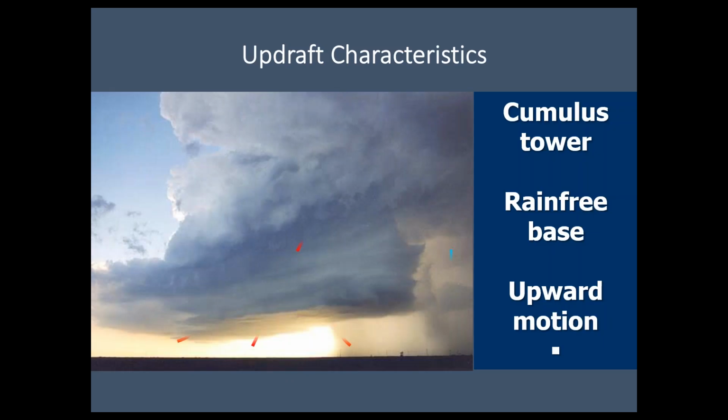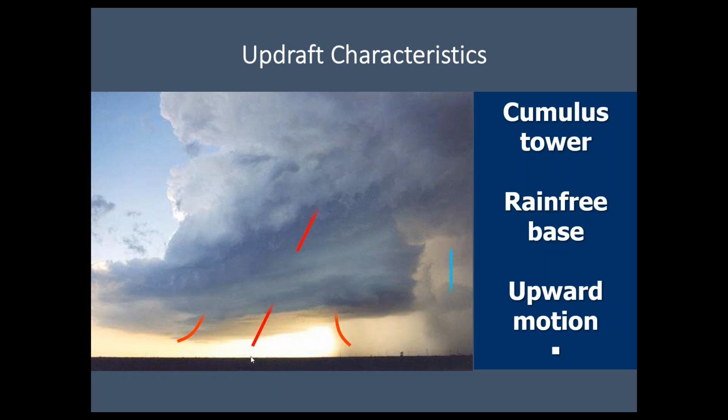So let's talk a little bit about updraft characteristics. We'll talk about a couple things here. As we talked about before, there's two main parts to the thunderstorm: your updraft and your downdraft. So you've got your cumulus tower, that towering cumulus that rises up 40 to 50,000 feet.